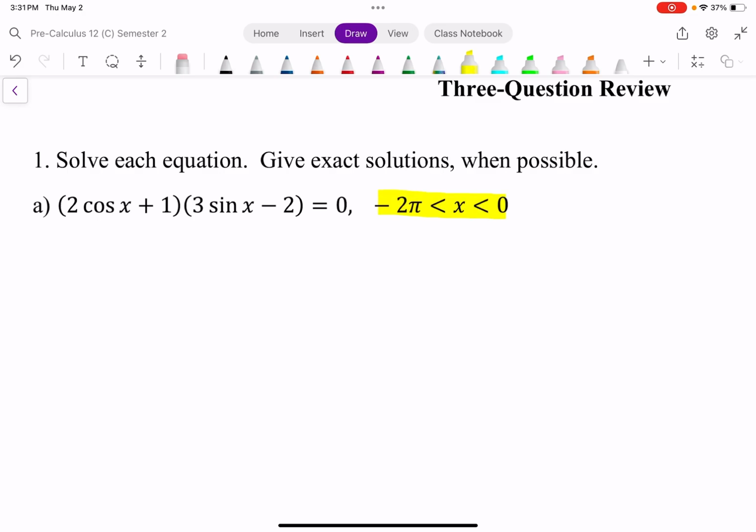Slightly unusual restriction. First, I look at my factors here, and I need to think about where does the cosine of x equal -1/2, and separately think where does the sine of x equal +2/3.